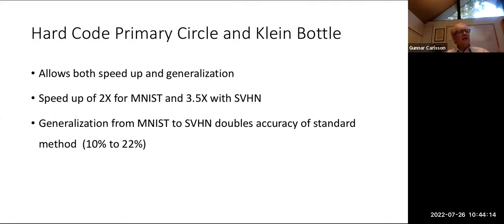When you instead feed it the Klein bottle features, the generalization improves from 10% to 22%. The accuracy goes to 22%. Obviously not where you want to be, and we'll do a little better in some analysis that we do going forward, but it shows the direction that you can, notice that you can improve generalization this way.